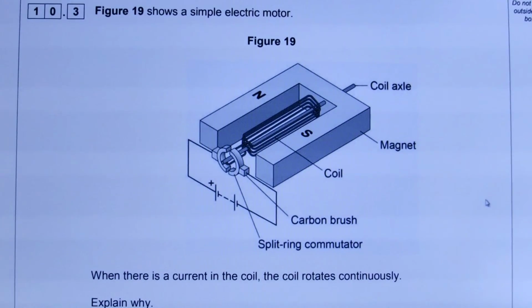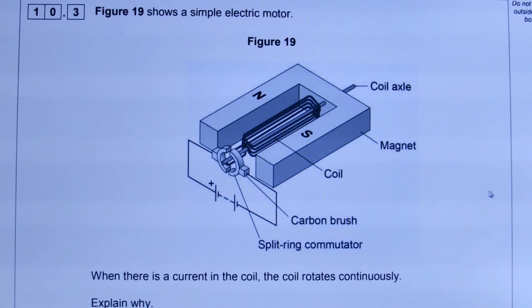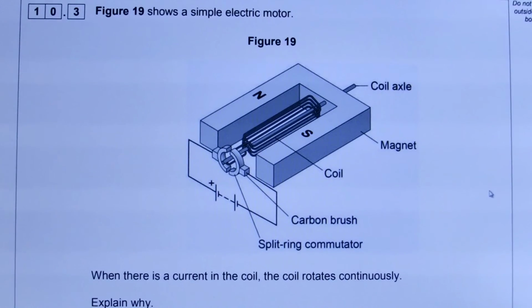Figure 19 shows a simple electric motor. That was all you had to know about magnetic field strengths, apparently. Coil, axle, magnet, carbon brush, split ring commutator. When there is a current in the coil, it rotates continuously. Explain why. This is assuming it was already rotating, actually.